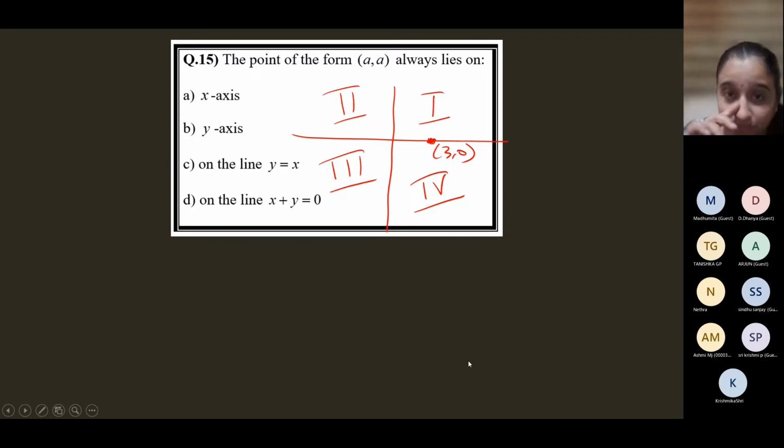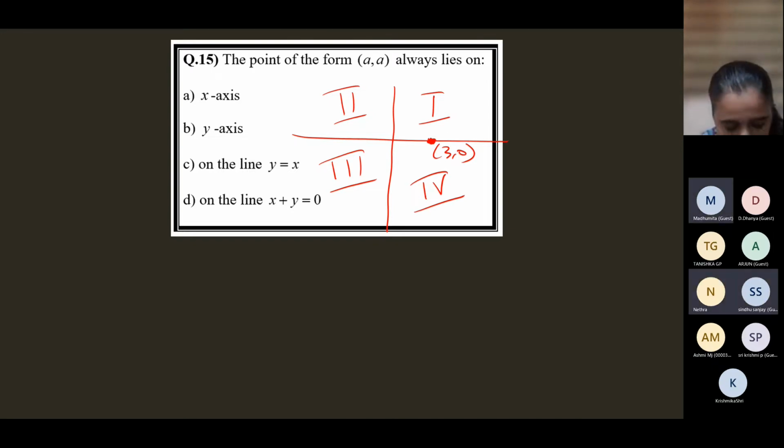Yes, children. So I was asking you, on the Cartesian plane, we can see these four quadrants: first quadrant, second, third, and fourth quadrant. Now, my question is, in which quadrant does the point (3, 0) lie? Does it lie in the first quadrant or fourth quadrant? First quadrant. Or first and fourth? First and fourth, ma'am.